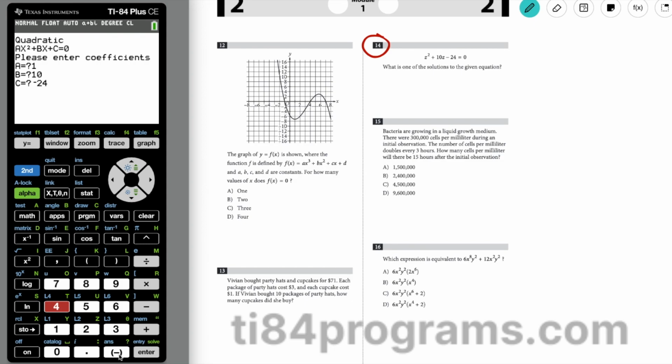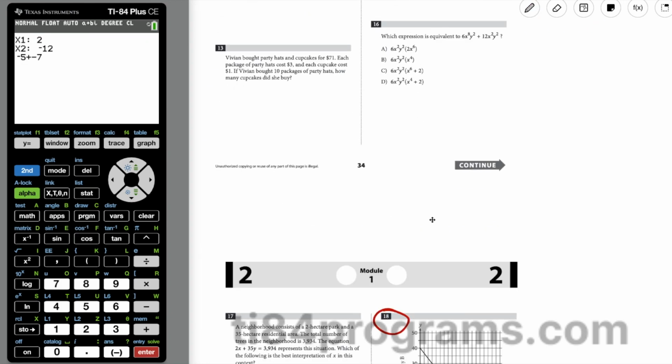So negative 24, you want to put this right here, right to the left of the enter key. So we're going to do that. And one of the solutions is 2. So answered that. Awesome. Okay, we go down.